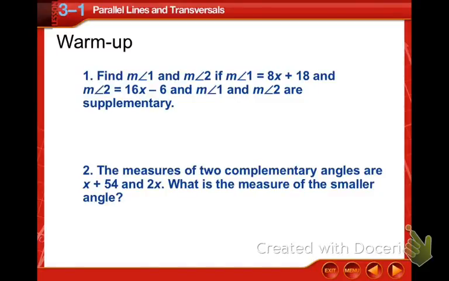Alright, so here's our next day of notes. This one is all about parallel lines and transversals and angles associated with them.